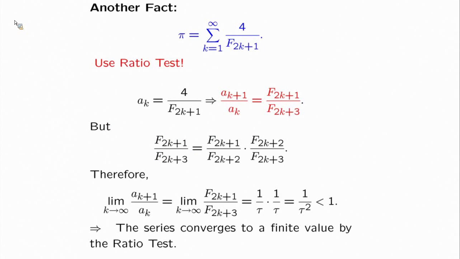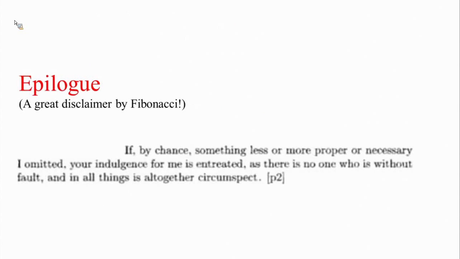Another fact that's not obvious to prove is that pi is actually equal to this number involving the Fibonacci numbers, the odd Fibonacci numbers. That's strange, very strange. All I can show you here is that you can use the ratio test in order to prove that it converges. To prove that it converges to pi is actually hard to prove, right? But that's basically it.